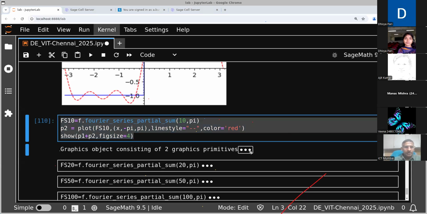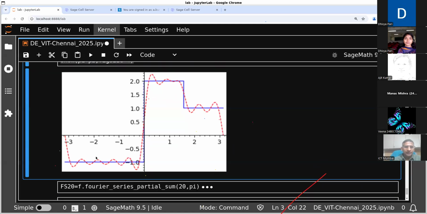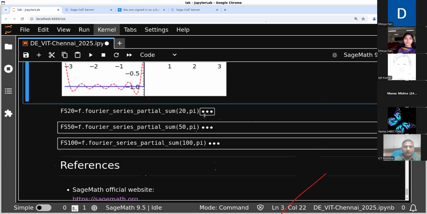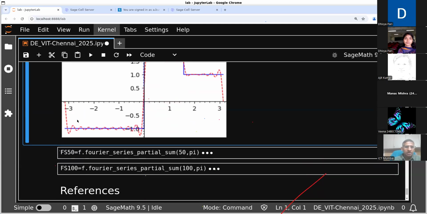So if I look at now, earlier it was 5 terms. Here, if I'm looking at 10 terms, this is becoming slightly better. Of course, this is still not very good. If I'm taking 20 terms in the partial sums, now you can see here.